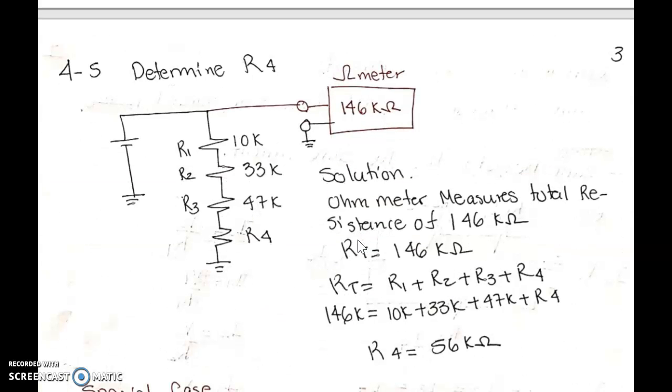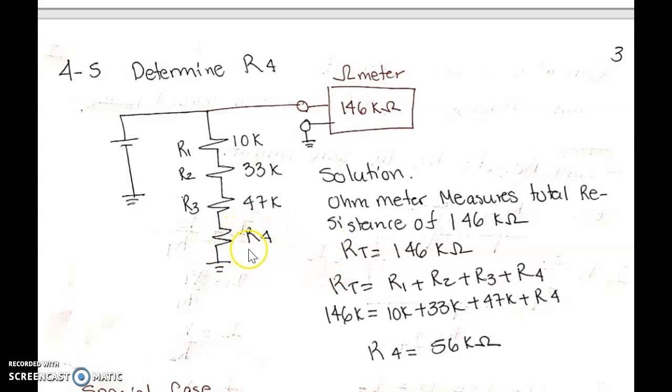Example 4.5 says determine the value of R4, resistance number 4. We have the voltage source, and an ohmmeter measuring from this point to ground, which means across all these resistors. So we want to find R4.